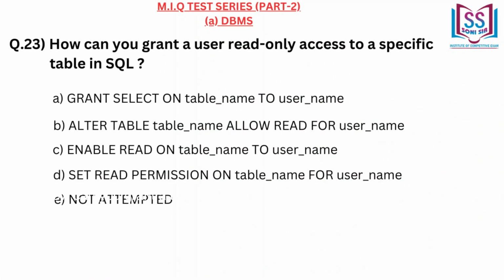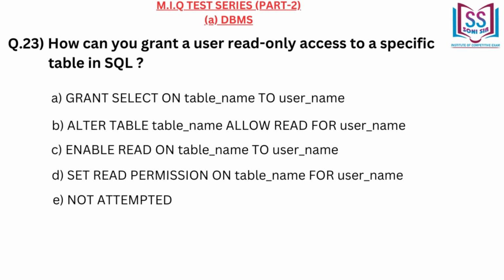How can you grant a user read-only access to a specific table in SQL? A. Grant select on table_name to user_name. B. Alter table_name allow read for user_name. C. Enable read on table_name to user_name. D. Set read permission on table_name for user_name.